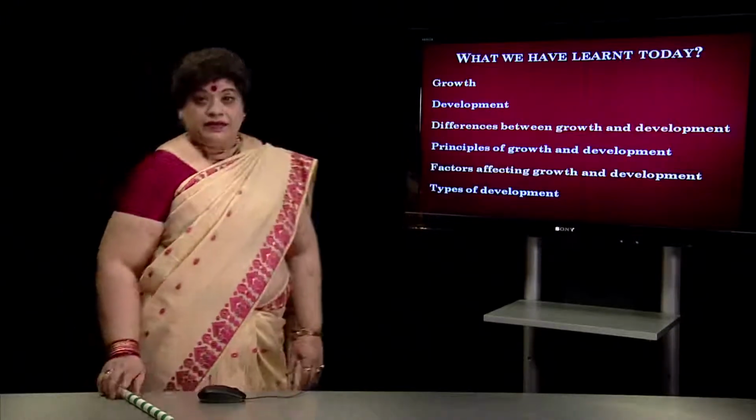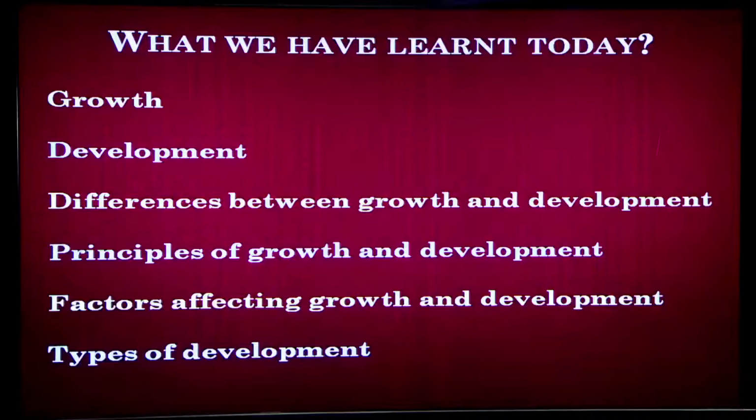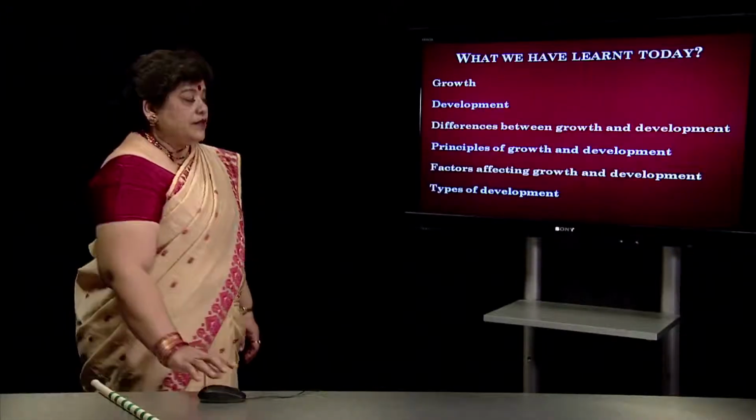So, today I will just put the whole chapter together for you. What we have learnt is what growth is, what development is, and we have also understood why growth and development are used interchangeably and where they overlap. Then we learnt about the differences between growth and development. We learnt about the principles of growth and development, factors that affect growth and development, and the various types of development, that is physical, mental, social, emotional and cognitive development.